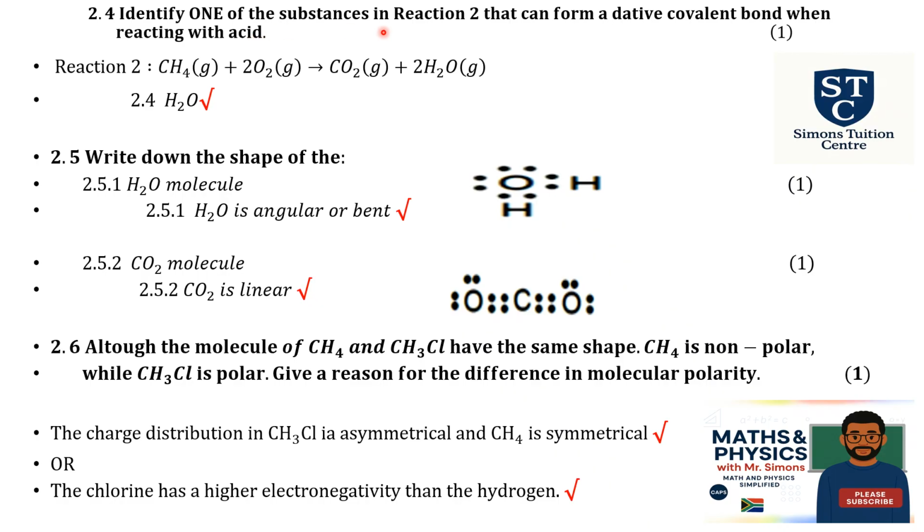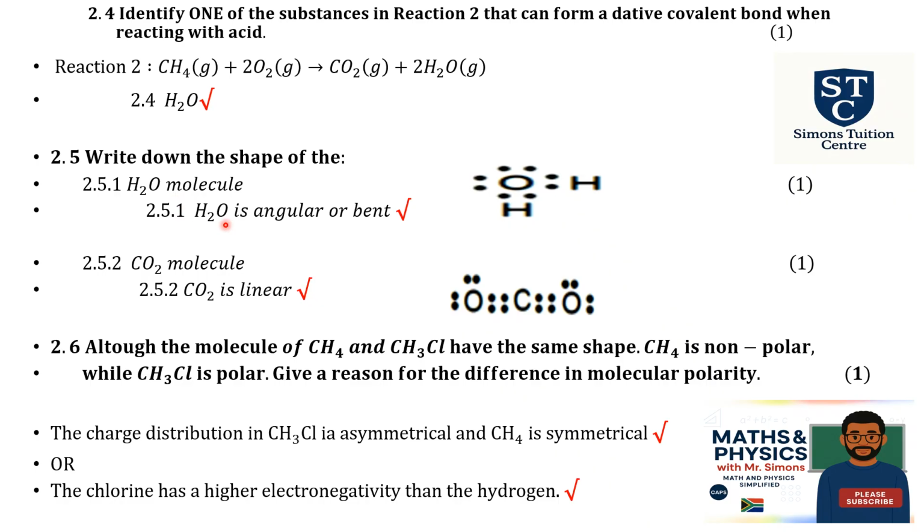Identify one of the substances in reaction 2 that can form a dative covalent bond when reacting with acid. So just to refresh, a dative covalent bond is where hydrogen loses an electron and therefore is able to slip over into an empty orbital. So in this case, H2O can still take a third hydrogen and become H3O+ when it reacts with the acid. So therefore, my one dative covalent bond is the hydronium ion, and the other one we look at is the ammonium ion, right?